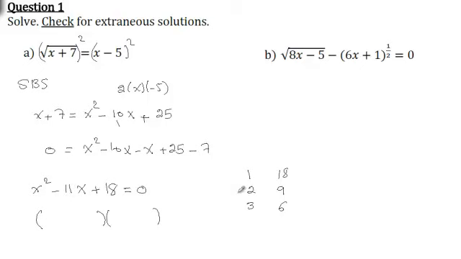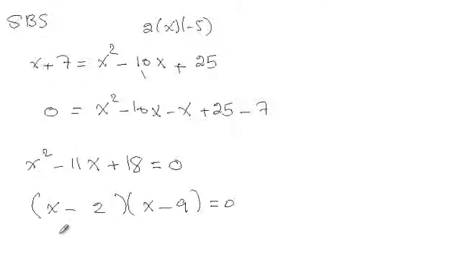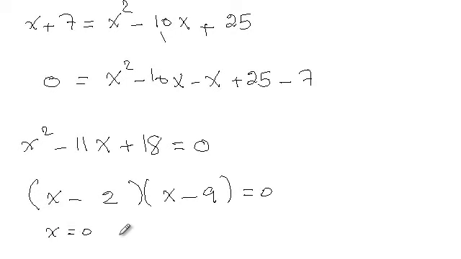Which couple has a sum of minus 11? 2 and 9. Their product is positive, so both signs are the same. Their sum is negative, so both signs are negative. So negative 2, negative 9. So we write x minus 2, x minus 9 equals 0. And then we solve the equation. Let x minus 2 equal 0, which means x is equal to 2, or x is equal to 9. Now these are the solutions.